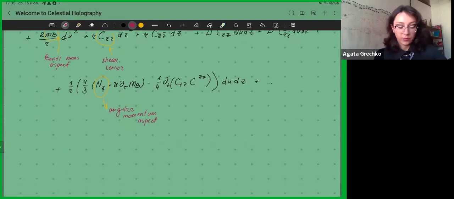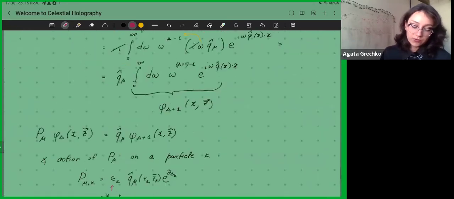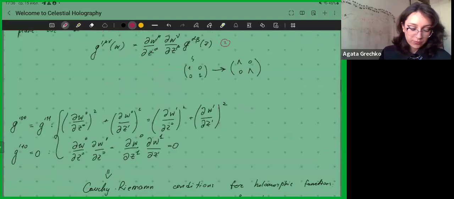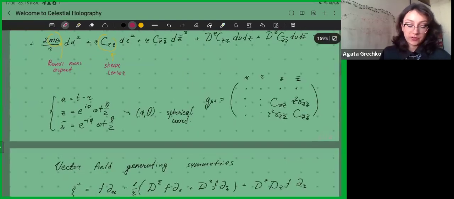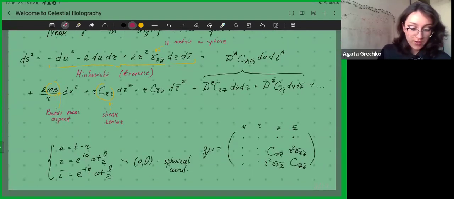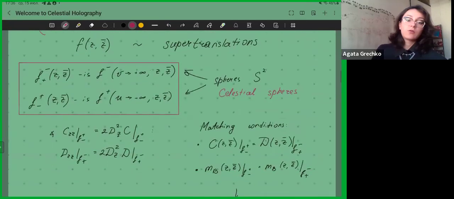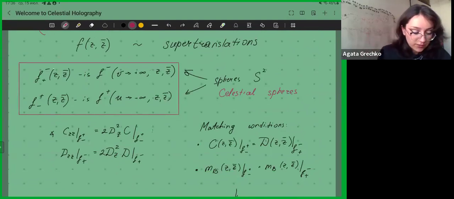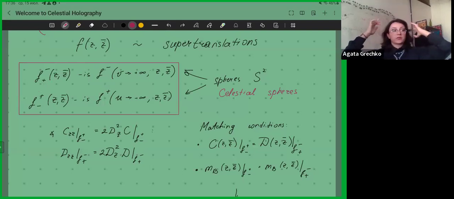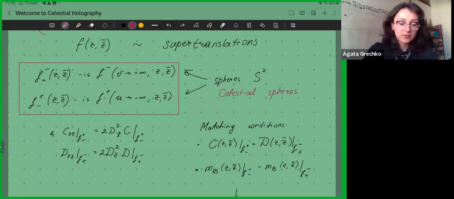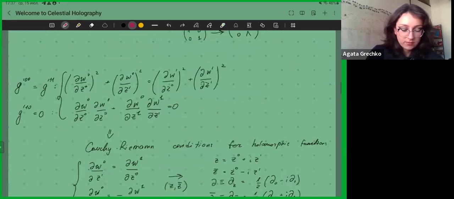So when we introduce this angular momentum aspect, we also should impose the boundary conditions, the matching conditions of the asymptotical data. By asymptotical data, I mean the Bondi mass, the shear tensor, and now we introduce N_z, the angular momentum aspect. Remember, we needed to somehow connect the data on the two celestial spheres, here and here, to solve scattering problems of particles arriving from the past, doing something together in the present, and going away to the future. We needed to introduce the matching conditions for this asymptotic data. And this is exactly what we are going to do now.